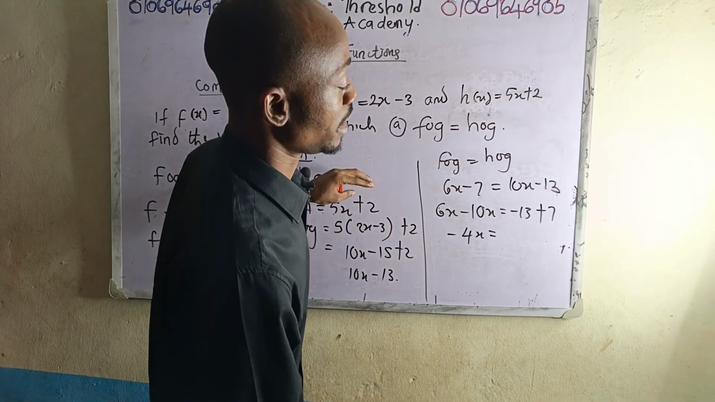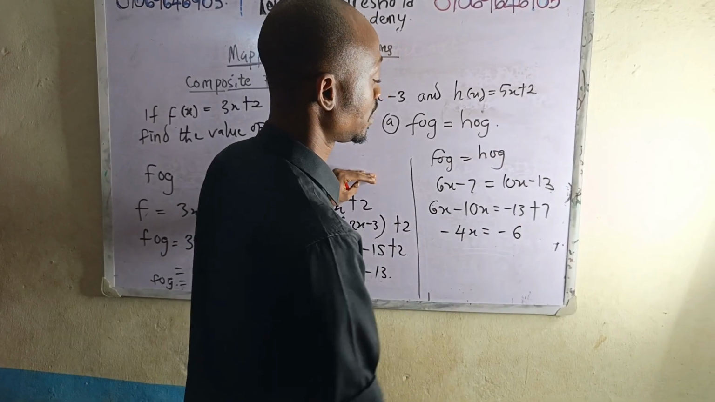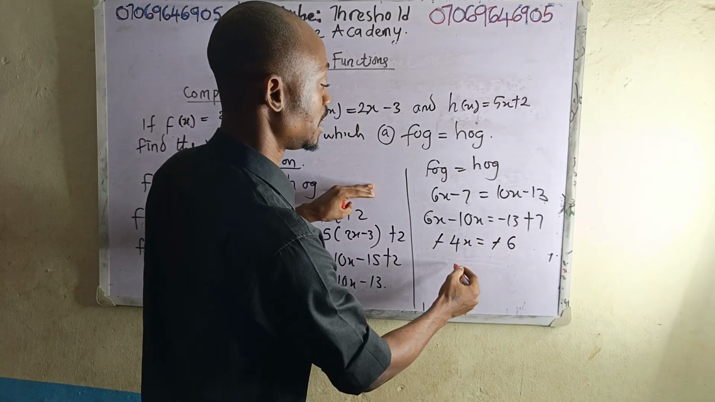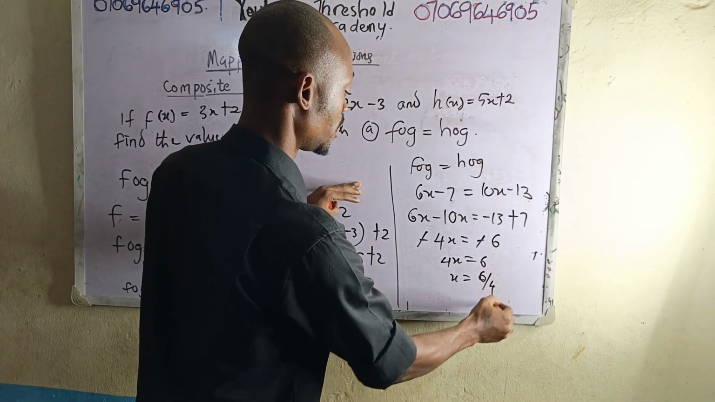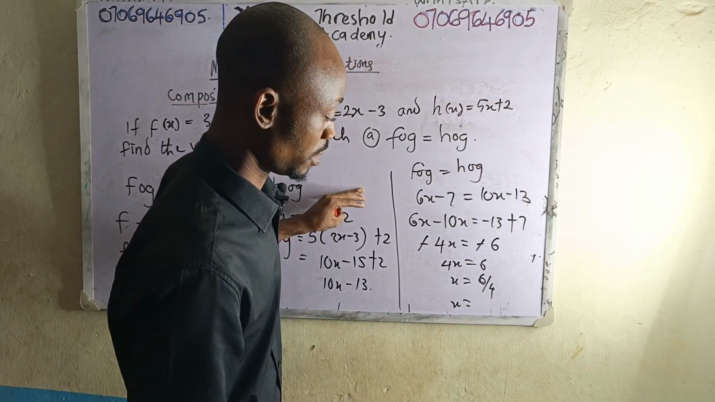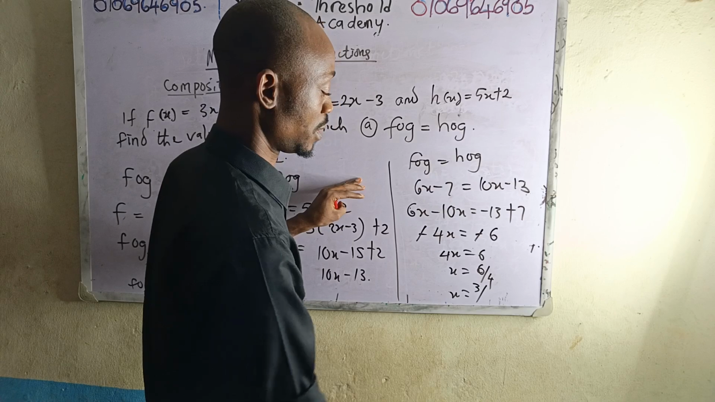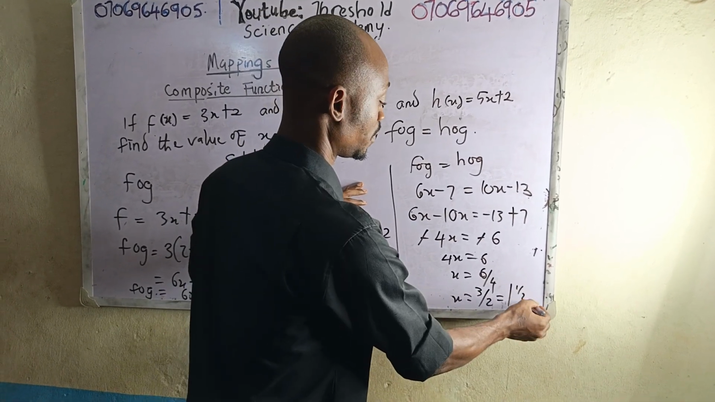7 minus 13 is going to be minus 6. Then we cancel the negative signs, and we have 4x equals 6. x is going to be equal to 6 over 4. 2 goes into 6 three times, and 2 goes into 4 two times. So we have 3 over 2, or 1.5 if you want.